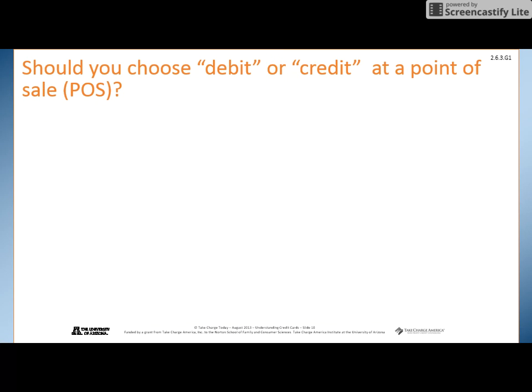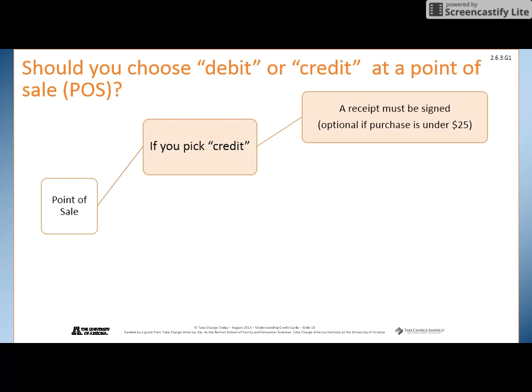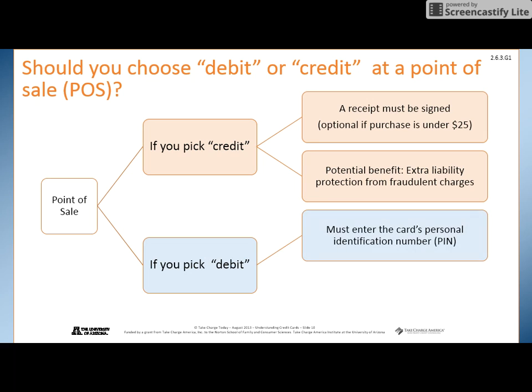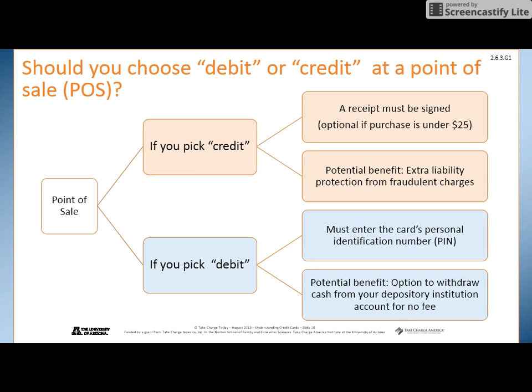Should you choose debit or credit at point of sale? Point of sale is those little machines at the store that you swipe your card through or insert your card in. If you pick credit, a receipt must be signed. It's optional if the purchase is under $25. The potential benefit is extra liability protection from fraudulent charges. If you pick debit, you must enter your PIN number, and its potential benefit is the option to withdraw cash from your depository institution account for no fee.